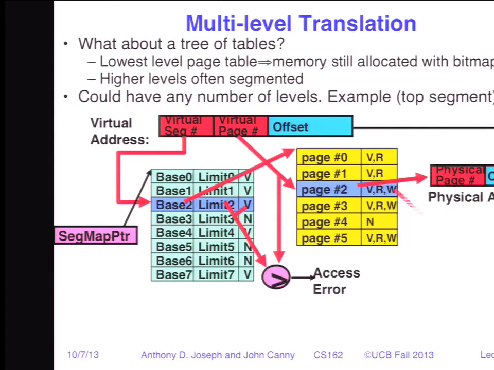So base 3, that's correct. If you tried to reference the segment for base 3, you would generate a segmentation fault because it's marked as invalid. Similarly, if I tried to reference page number 6 in base 2, I would also generate a fault because I'm running off the end of the page table, and that's an invalid entry. In fact, I can't even access that because that would be reading a memory location that's not mapped by this segment. This segment only maps a memory region this size.